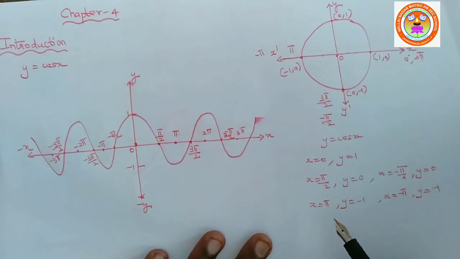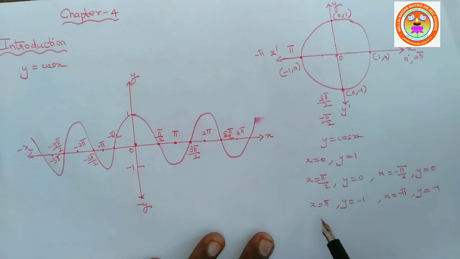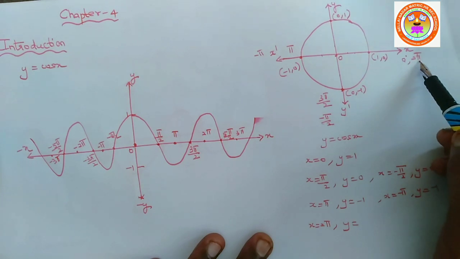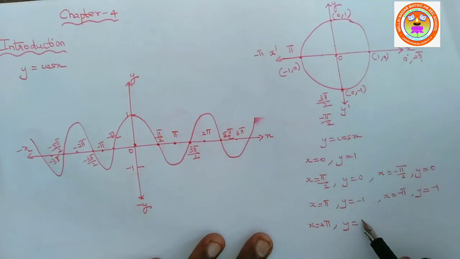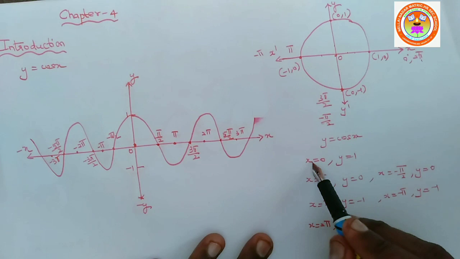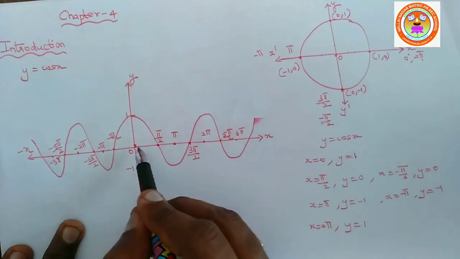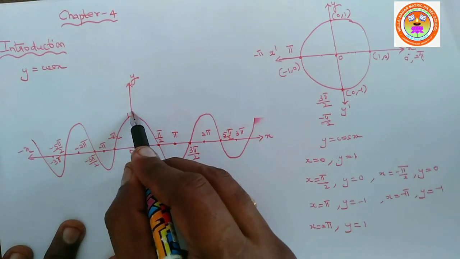So finally, I can apply any more values. For example, I can try for x is equal to 2 pi. What is y value? Where is 2 pi here? This is cos 2 pi value is nothing but 1. So x comma y is the point. So this point will be 0 comma 1. So where is 0? This is 0. 0 comma 1 is 1. So this is the first point.